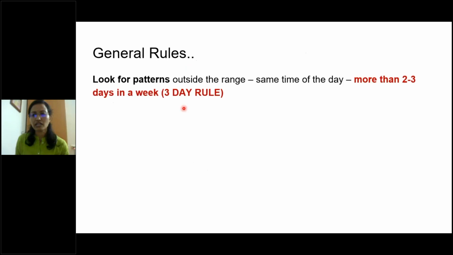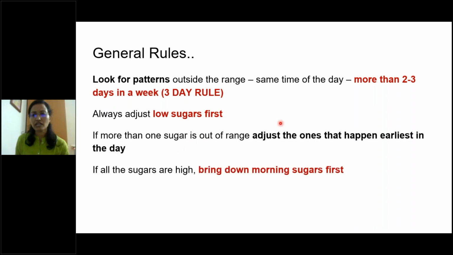So look at patterns over a course of 1 or 2 weeks, patterns of lows, patterns of highs. There's a 3-day rule: any 3 days in a week, consecutively or not, that are higher or low, then you try to adjust the particular insulin. Always adjust low sugars first. And if more than one sugar is out of range, adjust the ones that happen earliest in the day. The morning sugars, adjust first. Wait for 2 to 3 days before making another change.